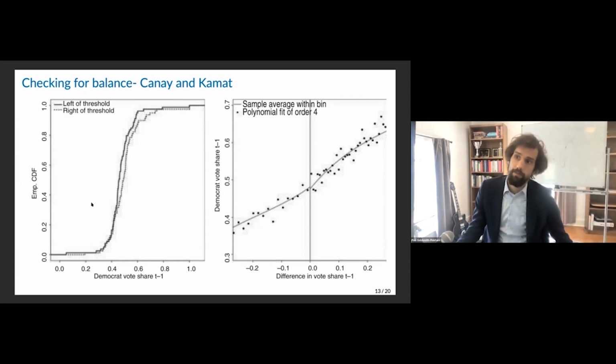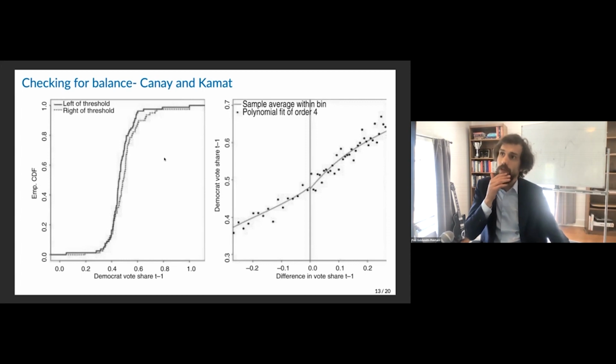What they're doing here in this left picture is they're saying, okay, what we can do is actually test the whole distribution. So this is the empirical CDF of that characteristic. Here's the Democratic vote share, which is this variable here, and you can see the cumulative distribution function to the left of the threshold and to the right of the threshold. Obviously you have to pick what the threshold is. But you can compare the difference between the two in order to test whether or not this satisfies the assumption.